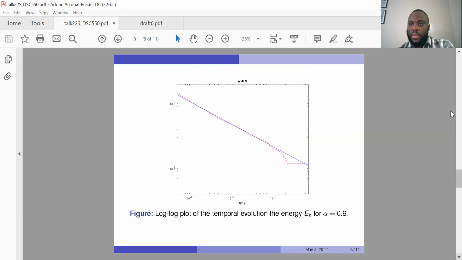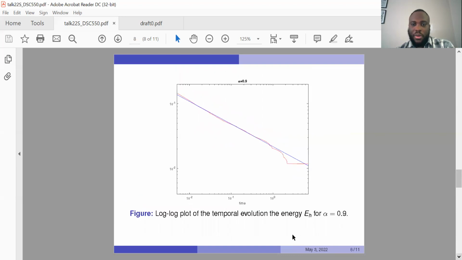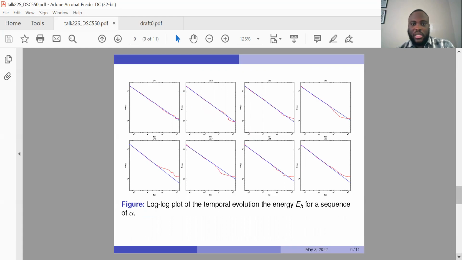Here we have the log plot of the temporal evolution of the energy, where alpha is 0.9. We can also see how it moves down when alpha is 0.9. As alpha increases, the value also increases. So this is a combination of all the sequences at different alphas with different energy. We can see, as alpha increases, the way all of these things are formed.